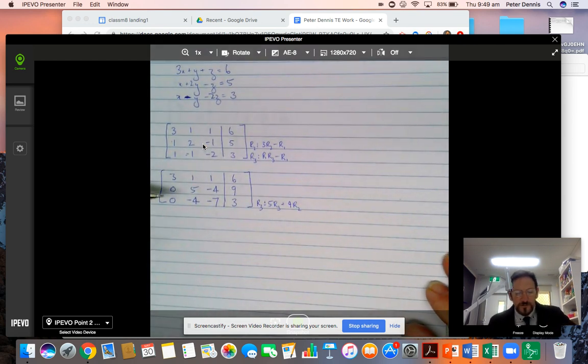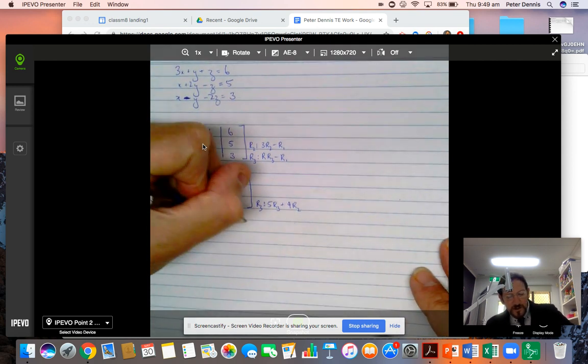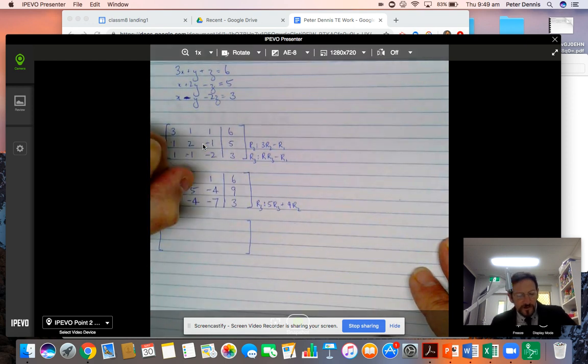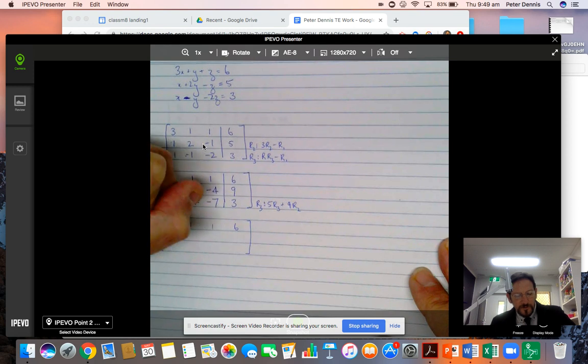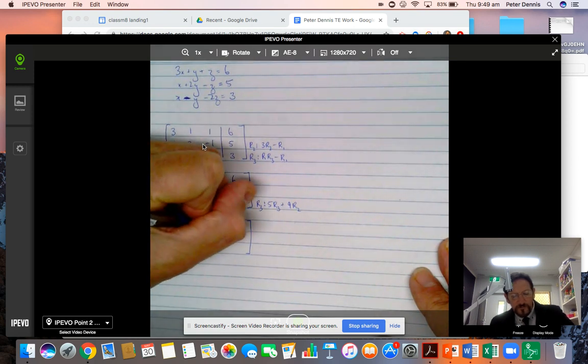The reason why we use R3 and R2 is in this first one, 5 lots of this is 0, plus 0 is going to be 0. So we haven't touched the first and the second rows. This still becomes 3, 1, 1, 6. This becomes 0, 5, minus 4, 9.